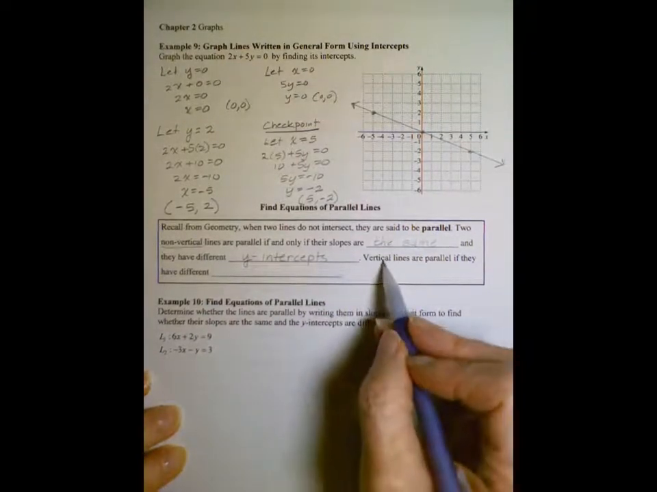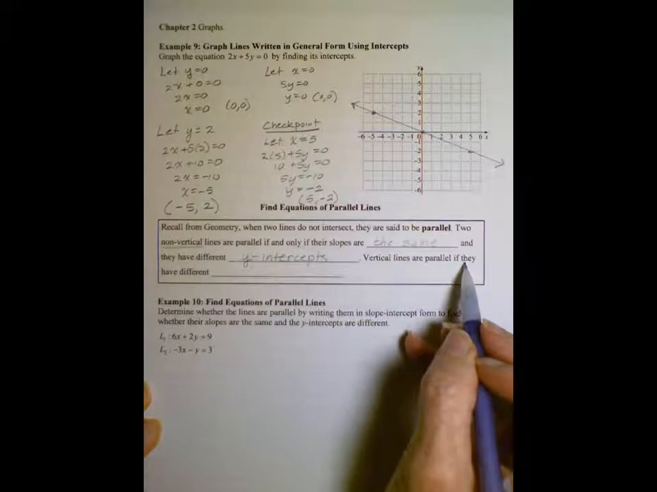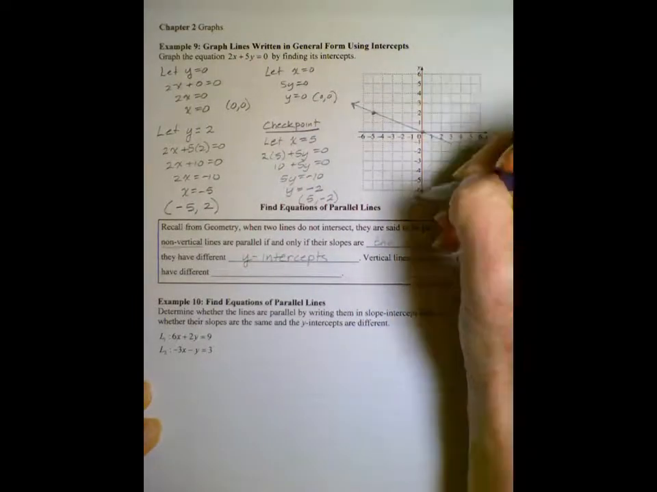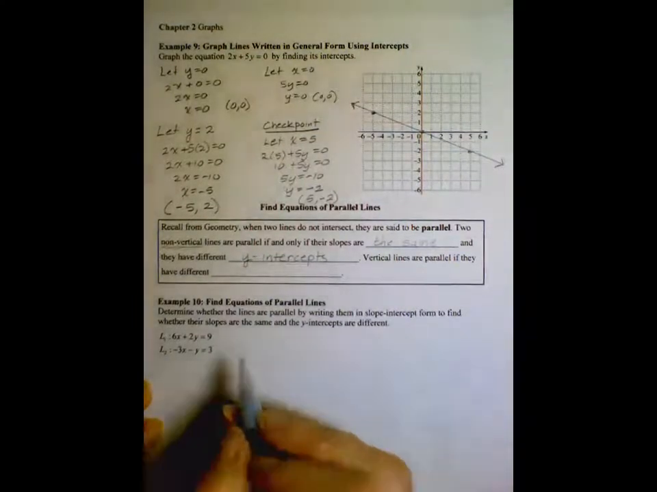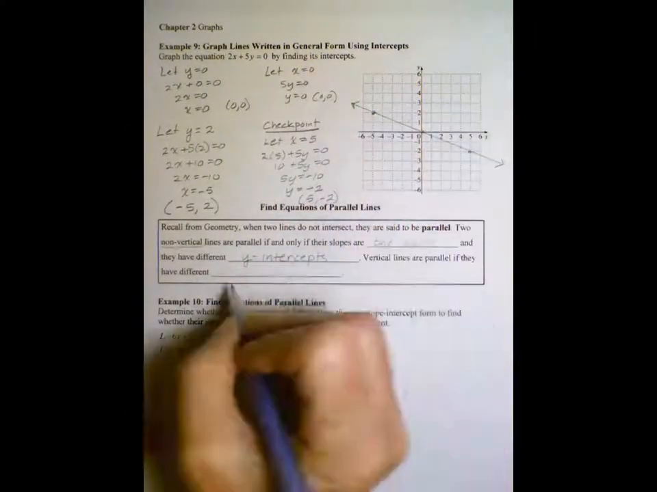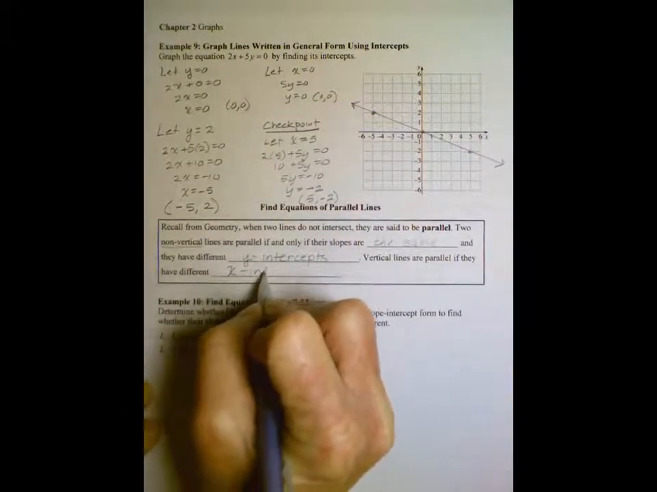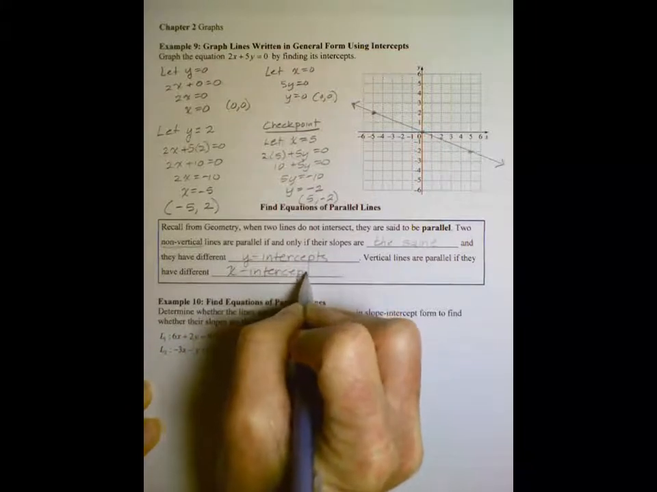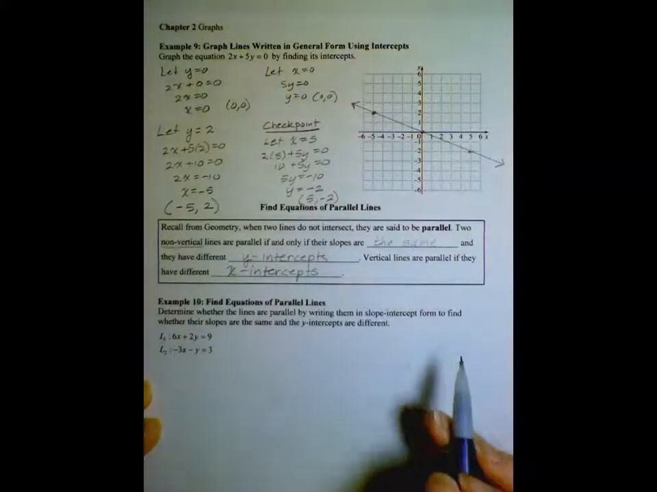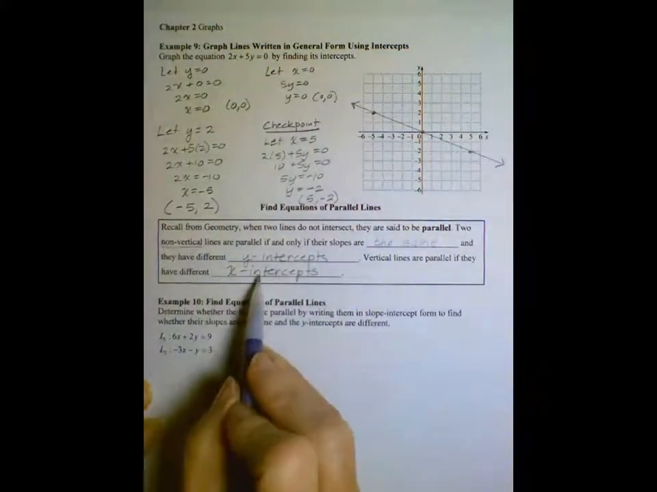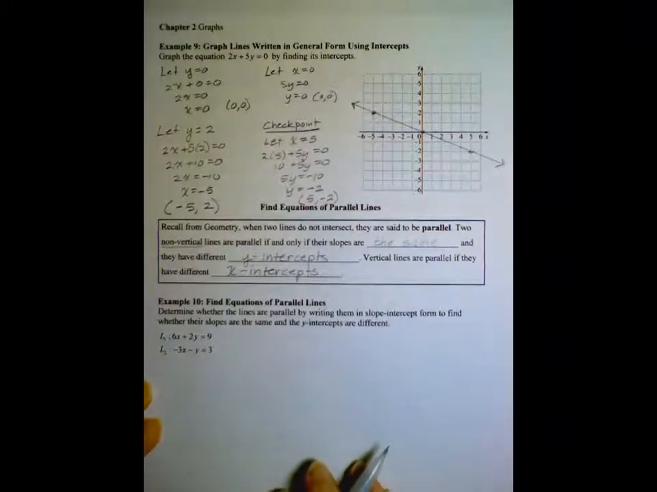Okay, so how would we know if vertical lines are parallel? You know, if you had two vertical lines that are parallel, what do they have to have? They'd have to have different x-intercepts, right? We don't say anything about their slopes because their slope is undefined. But if you have two vertical lines and they cross the x-axis in different places, they're parallel lines.